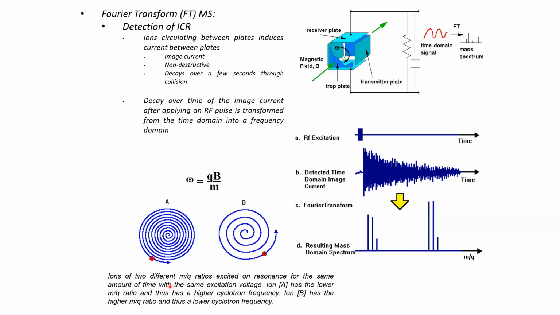So ions of two different m/q ratios are excited on resonance for the same amount of time with the same excitation voltage. Ion A has the lower m/q ratio and thus has a higher cyclotron frequency. Ion B has the higher m/q ratio and thus has a lower cyclotron frequency.